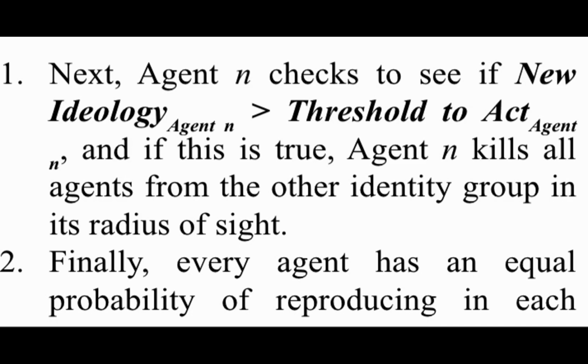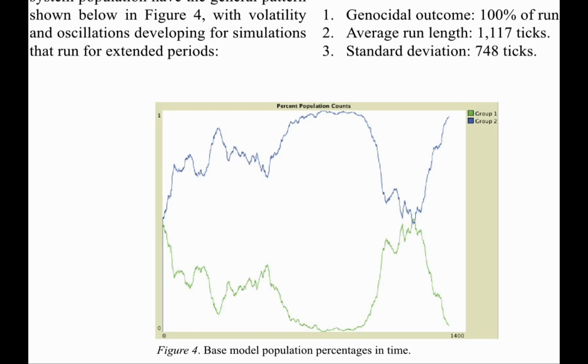Next, each agent will check its own ideology score and see if it's greater than its threshold to act. If that's the case, it will kill every other agent of opposite identity in its own radius of sight. And lastly, each agent has an equal probability of reproducing in any stage. We'll see that every single stage where agents go through these three things is meant to mimic a generation. So now that we understand this agent-based model, let's look at some results.